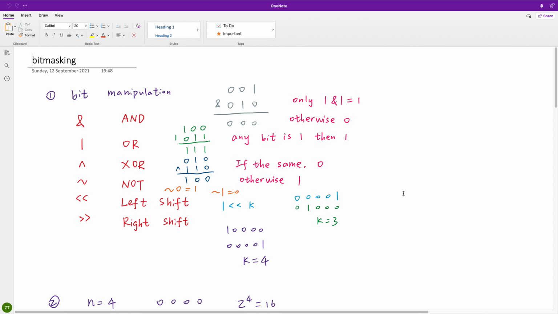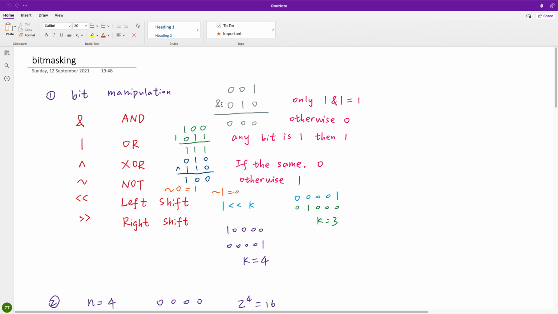Hello friends, today let's review some bit masking or bit manipulation operations or operators. First, let's review some operators. First is called AND. These are two binary numbers. The first represents 2 to the power of 0, which is 1 in the decimal system. The second is 1 times 2 to the power of 1, which is 2.